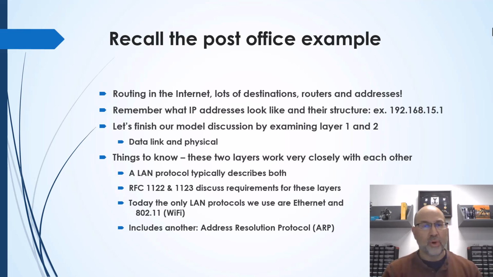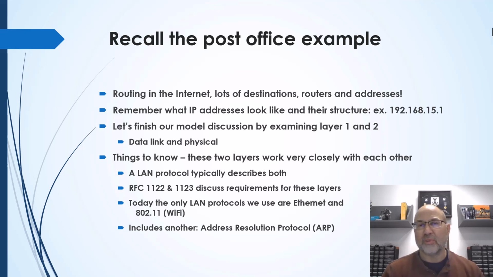We should also remember what an IP address looks like, right? We have the dotted decimal notation where each one of those numbers is represented by 1 byte. So we call it the dotted quad or octets. So each number in an IP address can range from 0 to 255, and we'll see what those really mean later on. So let's finish our model discussion, right?